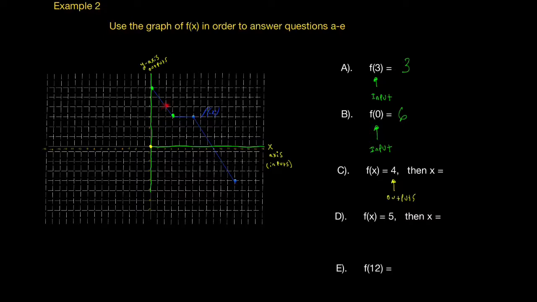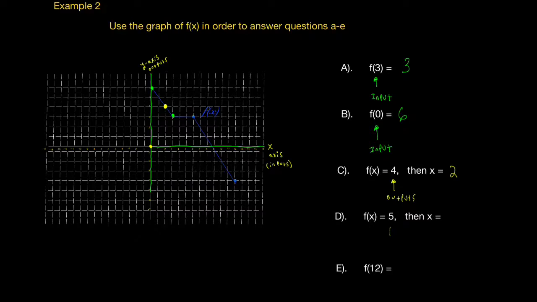So here we see that we hit the function f of x right here. So let's make a little dot here. And now we see that the x value is 2. So here x is going to equal 2. Okay, and actually let me make it in yellow. That way you can see the difference.